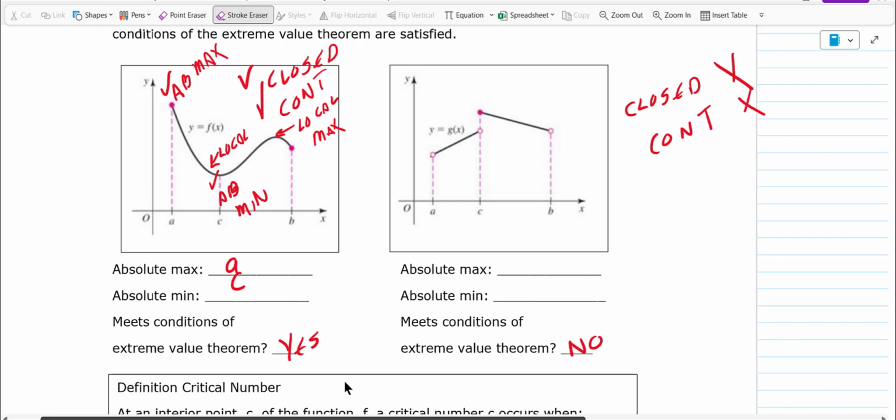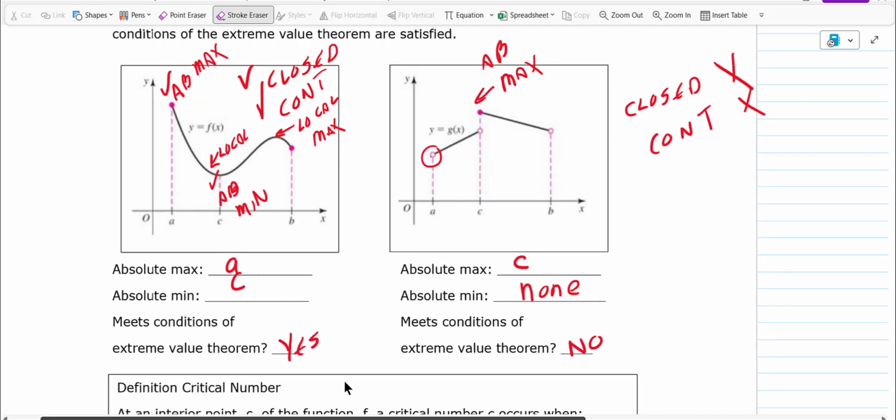Does this thing have an absolute max? Yeah, right there, that would be your absolute max. So that happens at C. Does this have an absolute min? No. Although that may look like the absolute min to you, why is that not an absolute min? Well, it's open. So you never ever reach a low point on this graph. You just get close to it. So there is none there.